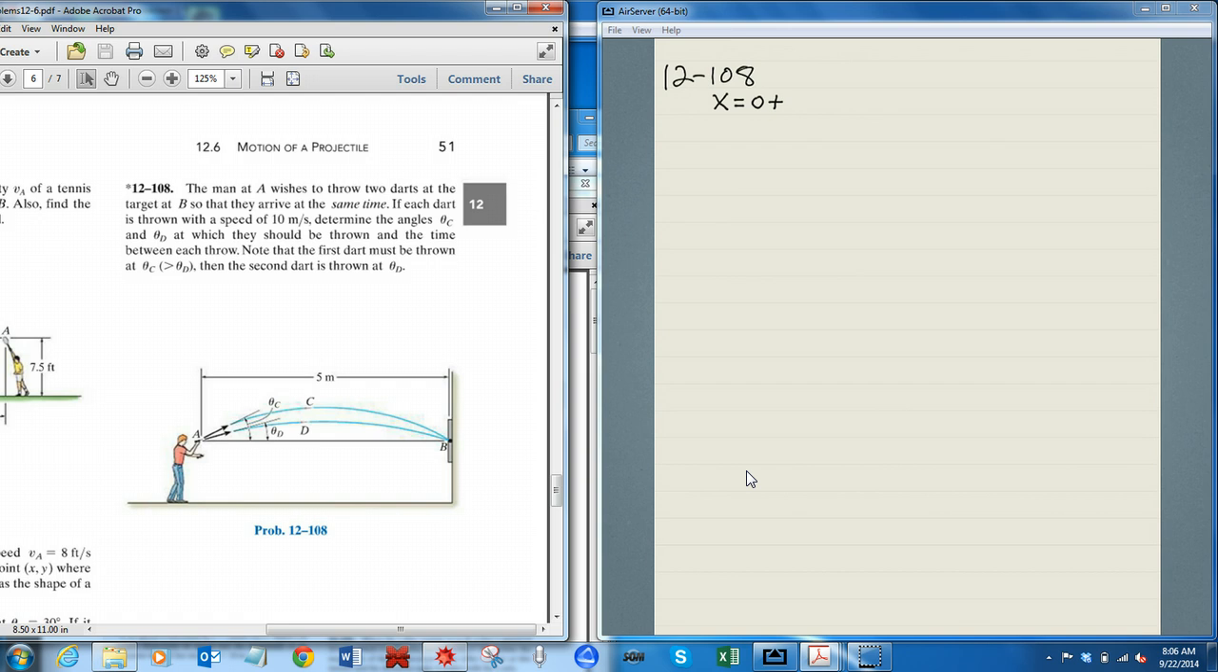Oh, it's at an angle. And do you know the speed? Speed is 10, right? So what's the initial velocity in the x? 10 cosine theta. Is that right? Okay, so it's 10 cosine. Are we doing the C or the D?